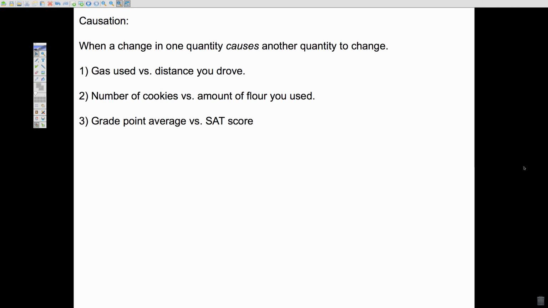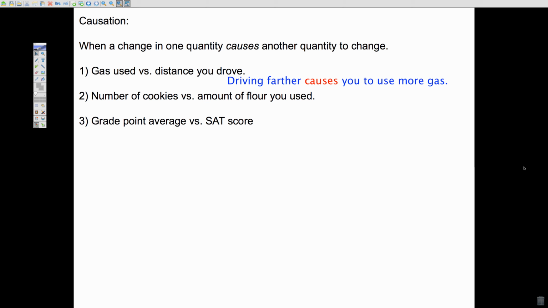The final concept in this lesson is that of causation. We say that there's causation when a change in one quantity causes another quantity to change. Let's imagine that you studied gas used versus distance you drove, and you make a graph of that. You would see a positive correlation. And we know that if you drive farther, you'll use more gas. So we say that driving farther causes you to use more gas.